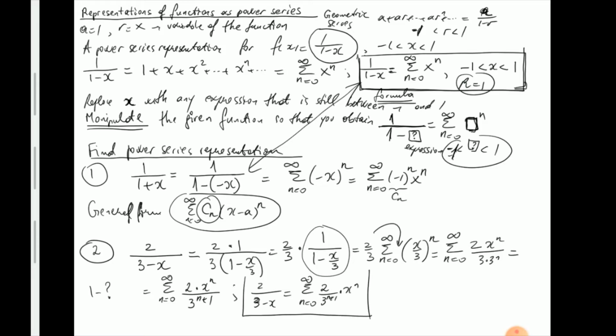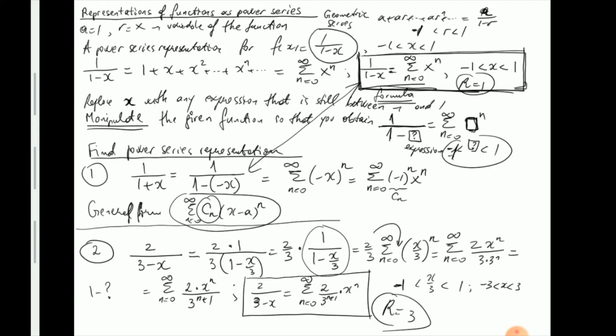Now, always write down the interval of convergence. Remember, when you replace x with x over 3, that x over 3 should be between -1 and 1. So again, take a look at the actual formula on the top corner here. 1 over 1 minus x is summation of x to the n if x is between minus 1 and 1. And that means if I replace x with x over 3, that means x over 3 should be between minus 1 and 1, which means x should be between minus 3 and 3 if you multiply by 3. So the radius of convergence for this second example is equal to 3.